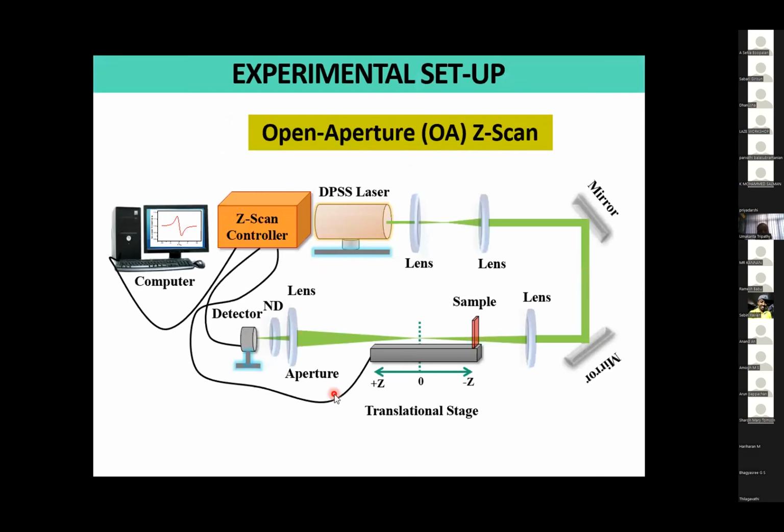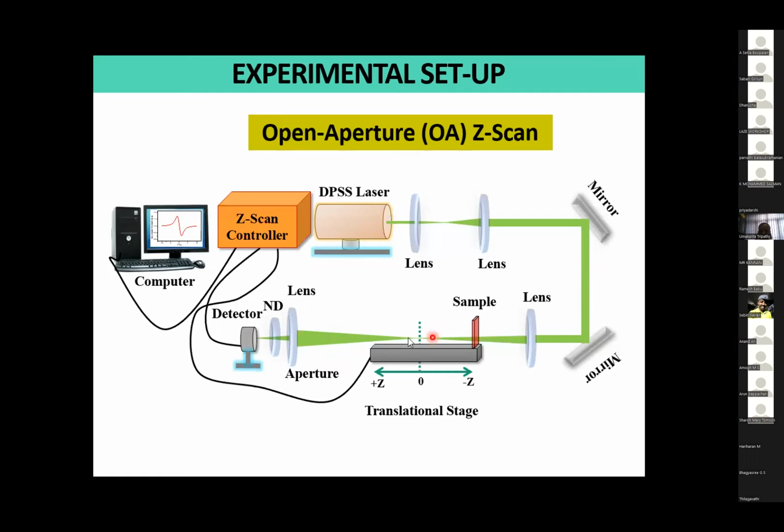I will go very briefly through this section. What I'm showing is the experimental setup of the G-scan technique. We know that there are two types of G-scan: one is open aperture G-scan, the other is closed aperture G-scan. What I'm showing here is the open aperture setup, where I will just keep the other things aside; the most important part comes here.